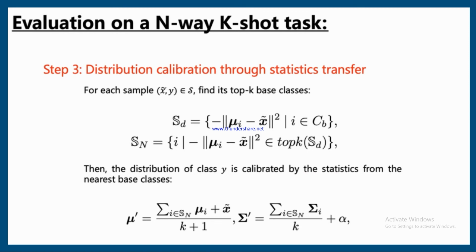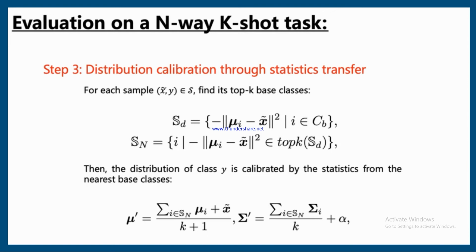After that, in their third step, they calculate the Euclidean distance for the top k base classes. This is distribution calibration through statistics transfer. For each sample, they find its top k base classes.